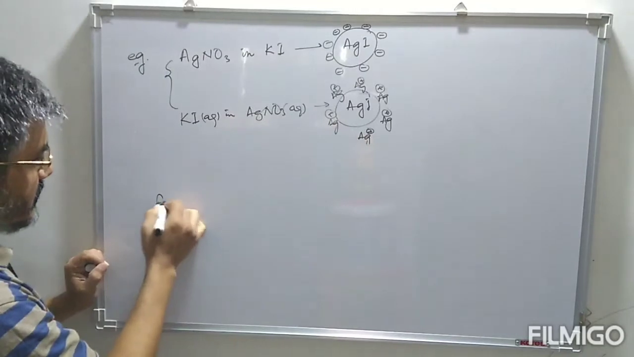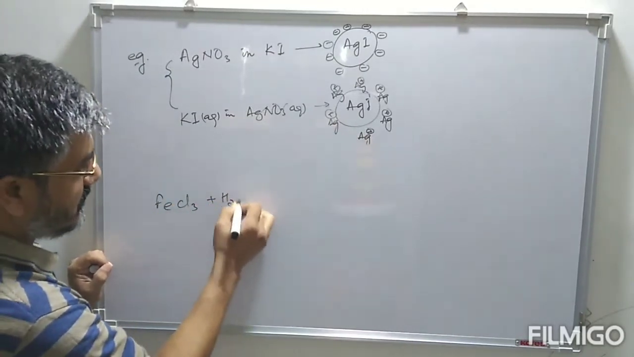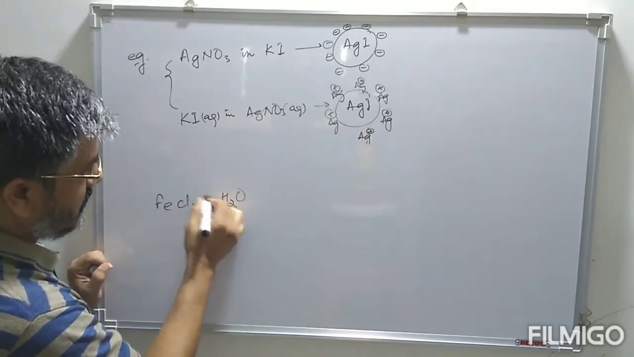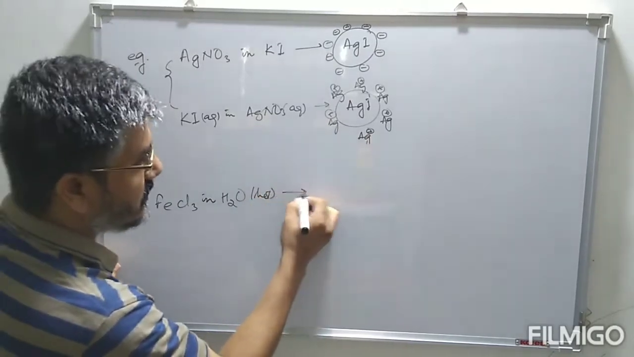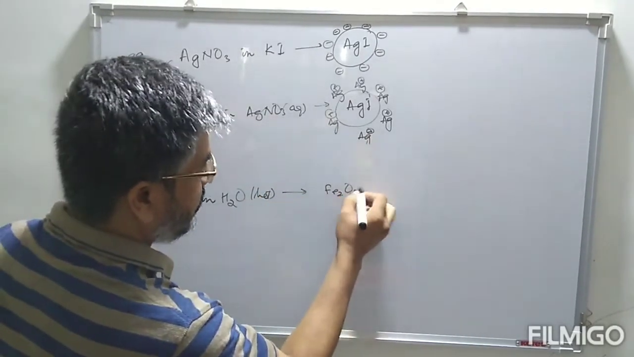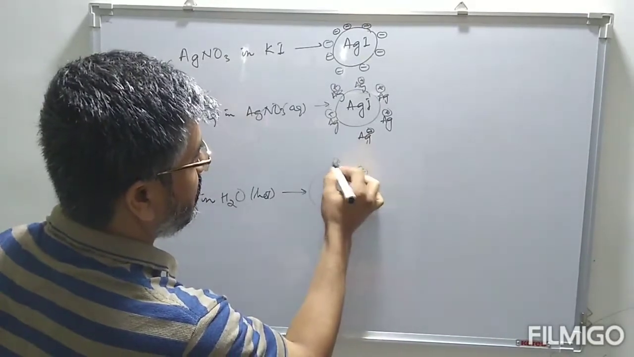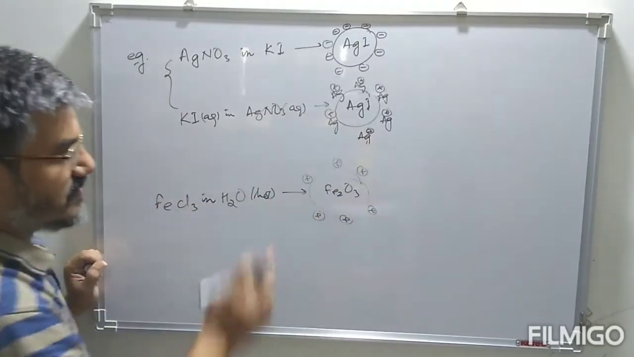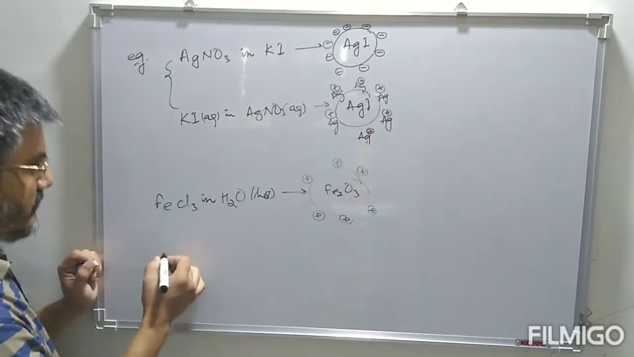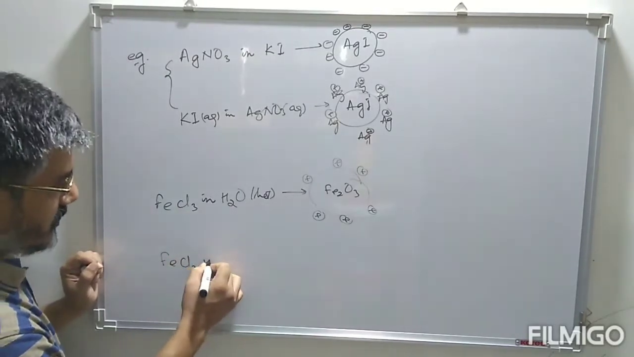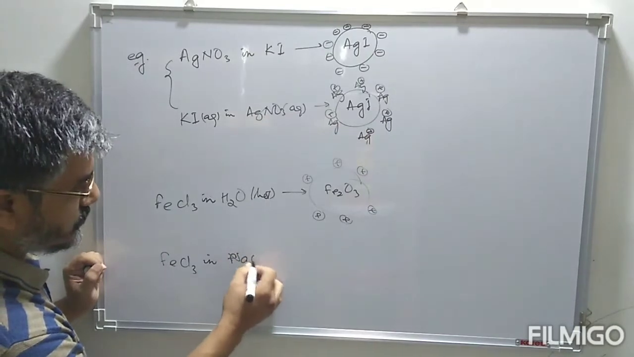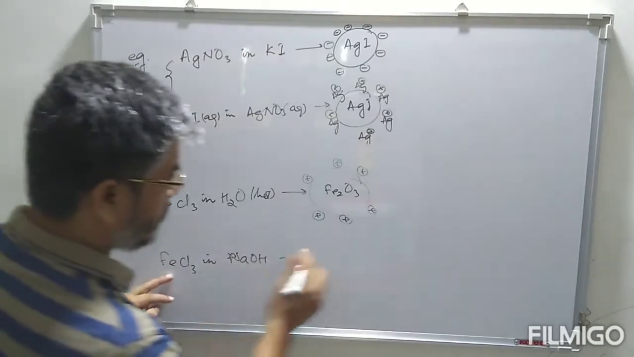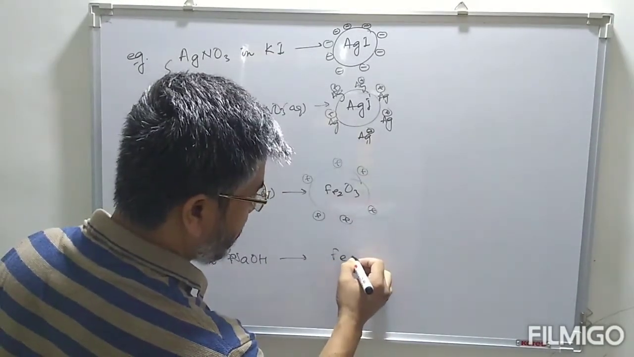In the same way, we can take FeCl3 in hot water. This gives you ferric oxide, which is positively charged. Ferric ions adsorb on the surface of ferric oxide. But if the process is taken the other way, ferric chloride in sodium hydroxide, then when ferric chloride is dissolved in sodium hydroxide, this gives you ferric oxide.